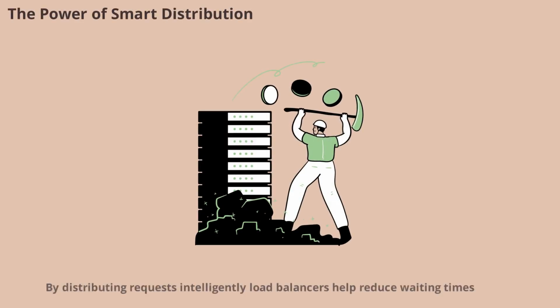By distributing requests intelligently, load balancers help reduce waiting times, prevent overloads, and make the most of your server resources. Whether you're running a small app or a massive web service, understanding queuing theory and load balancing strategies is key to building fast, reliable systems. With the right approach, you can keep your users happy and your infrastructure running smoothly, no matter how much traffic comes your way.